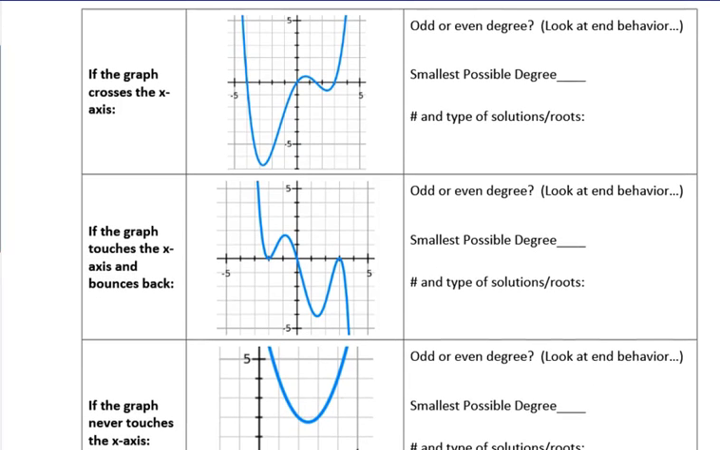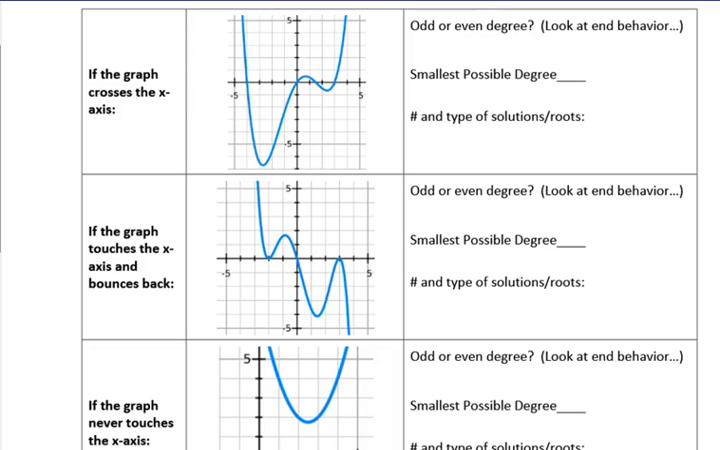All right. So in this picture right here, is the degree odd or even? It's even. Why is it even? Because it's 4, it has 4. Because it's the same end behavior. It's going up, up, or down, down. That means it's even.